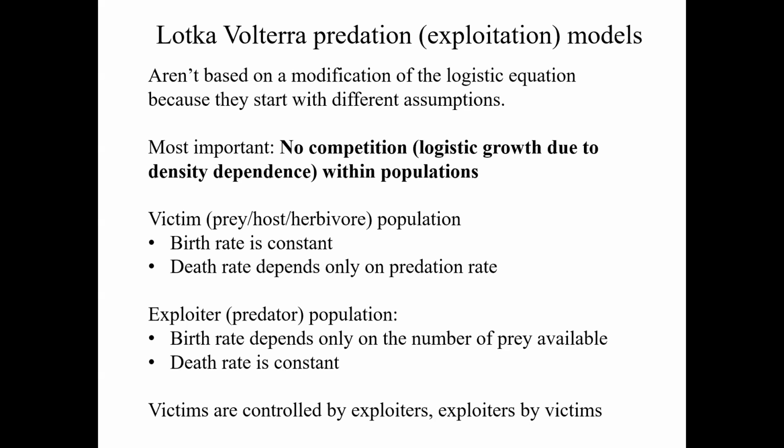So in this formulation, which is now quite unlike the way we were thinking about competition, the victims are exclusively controlled by the predators, and the predators are exclusively controlled by their prey. So this is really unrealistic, isn't it? Because, of course, many things affect birth rates and death rates, and it's unreasonable to think that competition doesn't occur. But let's just see how far we can take this little model.